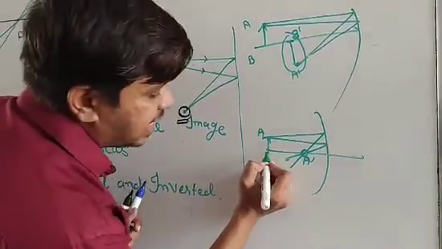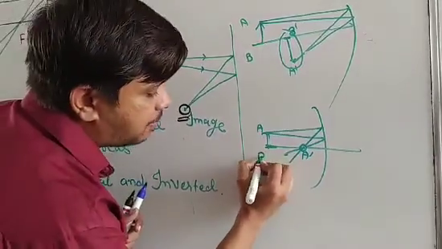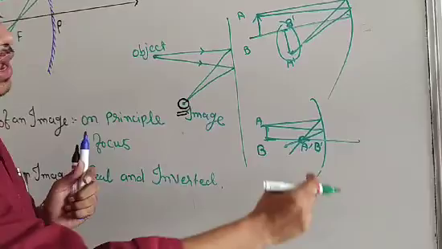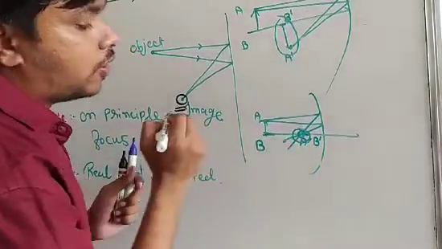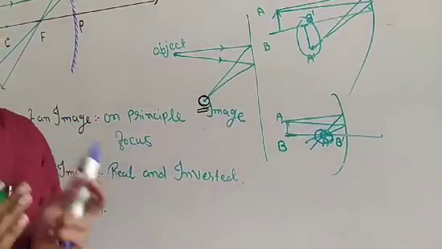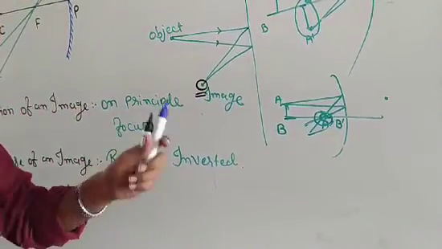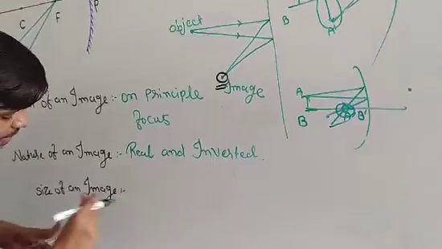The foot is always on the ground, right? So if B is here, then B will also be here on this same ground. So A dash and B dash are at the same point, or you can say that this image is just a point. So it's very small, highly diminished.